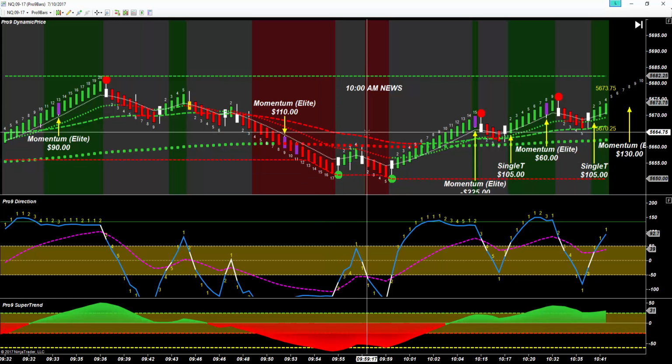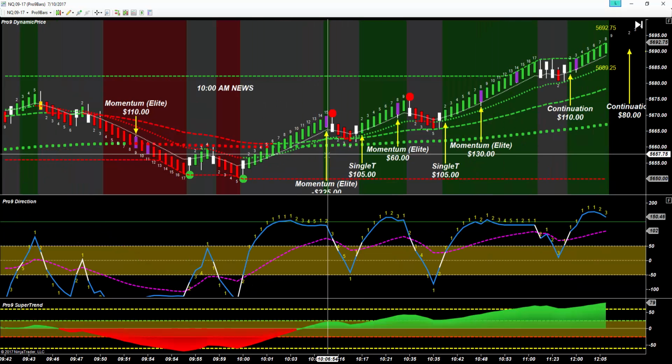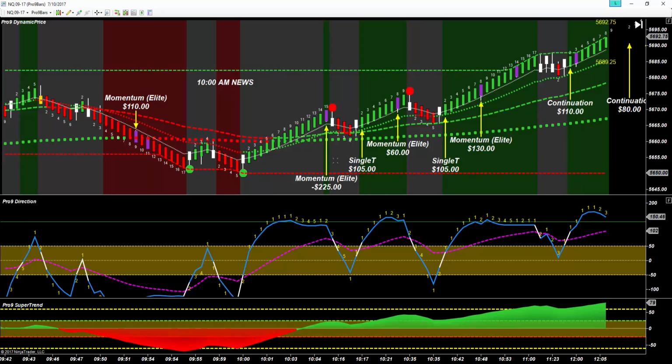And we do have 10 a.m. news, although this single T does not qualify anyhow because our 200 is not in the correct order and our turn bar did not touch the 50 EMA. Then we have a momentum long. This one unfortunately goes against us, happening right before a turn bar.